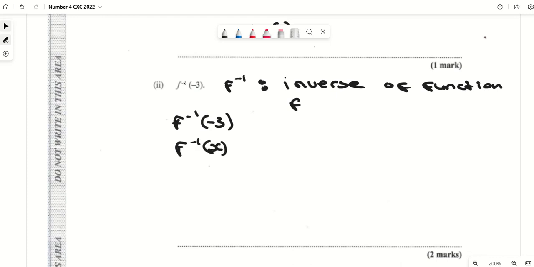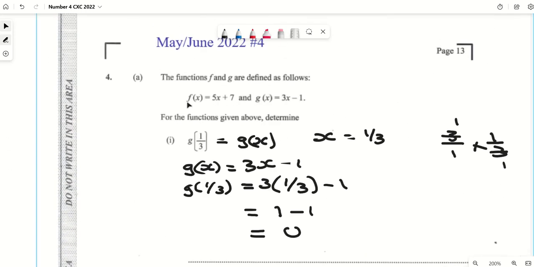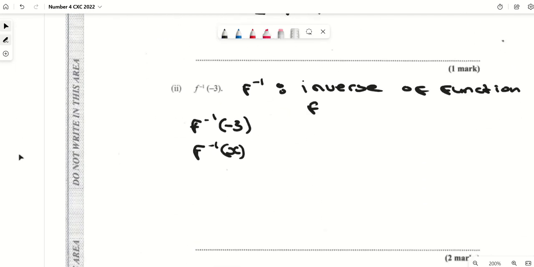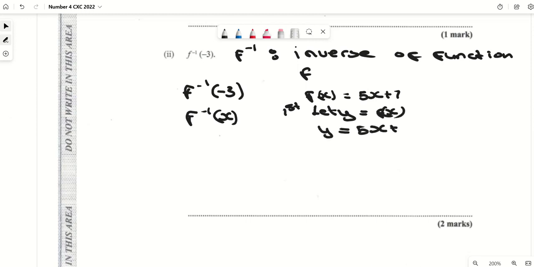And obviously, because it's function f we're talking about, we will not be using g of x, we'll be using f of x. Now, f of x is 5x plus 7, right? So let us go into the process. f of x is equal to 5x plus 7. Now, there are 3 steps that we have to do to find the inverse. The first step is to let y be equal to f of x. So you're going to say y is equal to 5x plus 7.